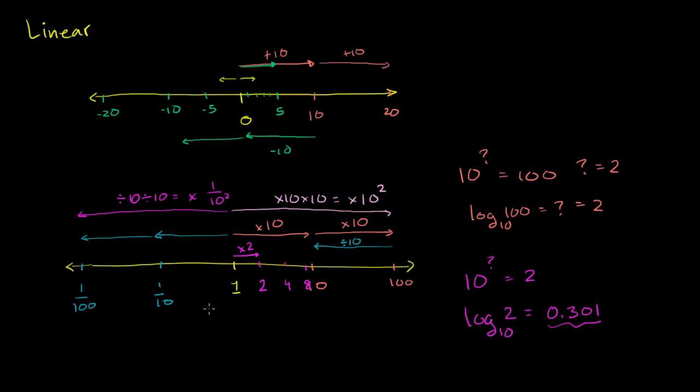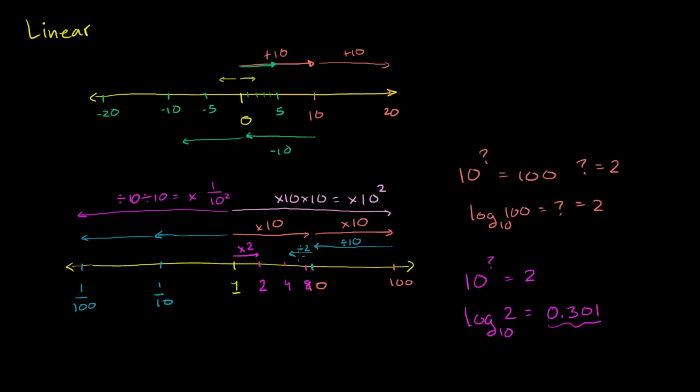Well, there's a couple of ways to do it. You could literally figure out what the base 10 logarithm of 5 is and figure out where it goes on the number line. Or you could say, look, if I start at 10, and if I move this distance to the left, I'm going to be dividing by 2. So if I move this distance to the left, I will be dividing by 2.